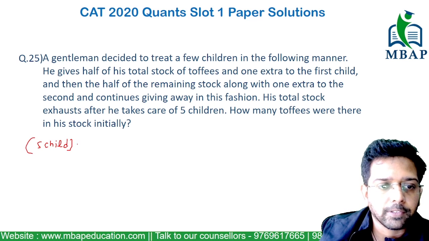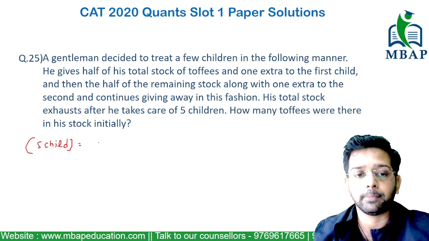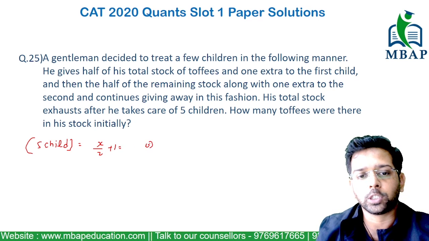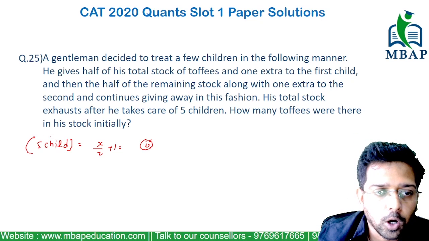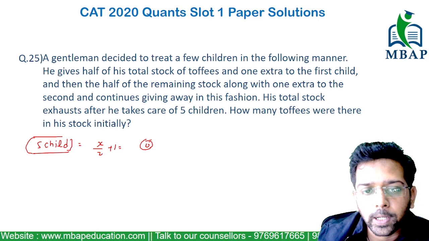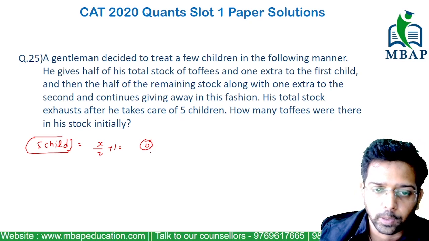Now what is happening with the fifth child? After the fifth child eats some of the chocolates, which is x by 2 plus 1, he is exhausting all the chocolates. I need to find out how many chocolates were present to the fifth child. Now you need to get 0 in the end. After eating half of the remaining plus 1, you should get 0 in the end.